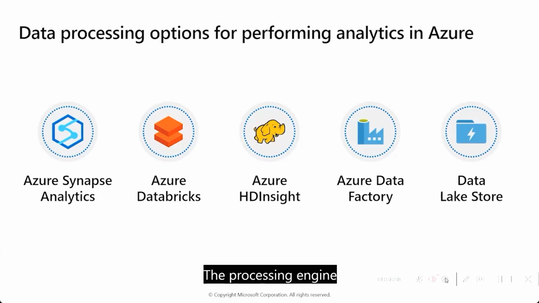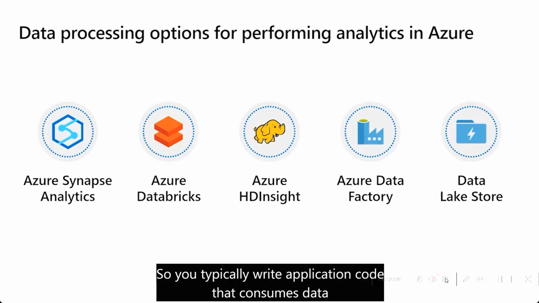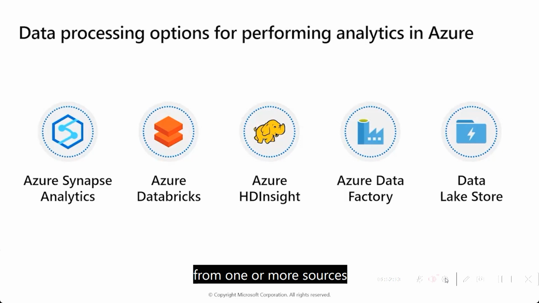The processing engine is provided by Apache Spark. Spark is a parallel processing engine that supports large-scale analytics. You typically write application code that consumes data from one or more sources, merges, reformats, filters and remodels this data, and then stores the results.